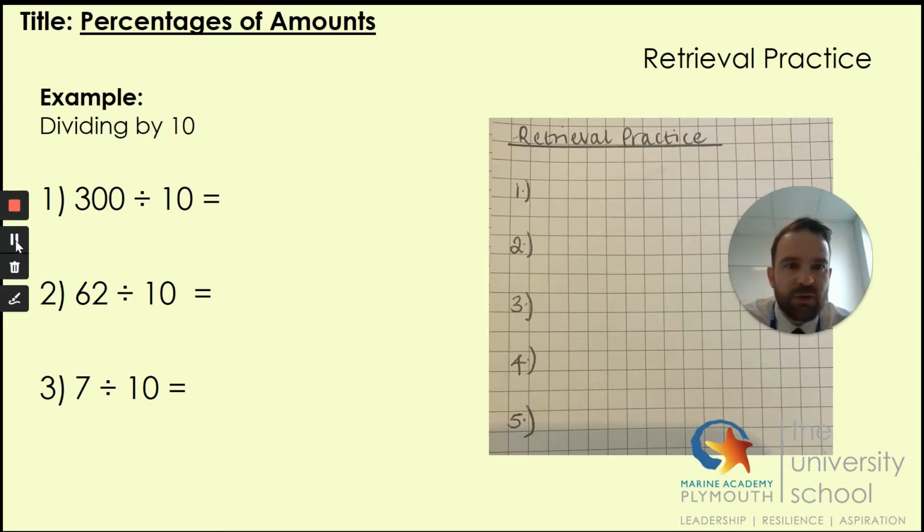And now it's your turn to do some retrieval practice. So you need to write a subheading of retrieval practice and underline it with the question numbers 1 to 5, just like I've done here. Pause the screen now to allow you some time to do that.